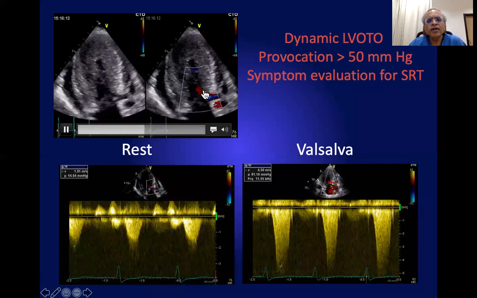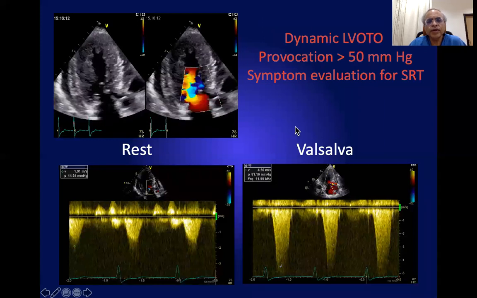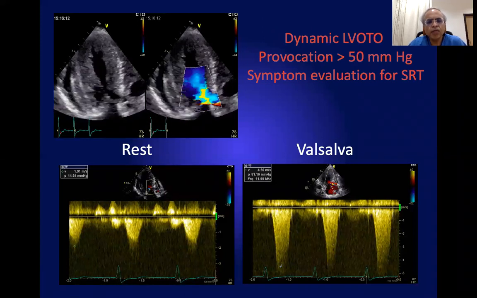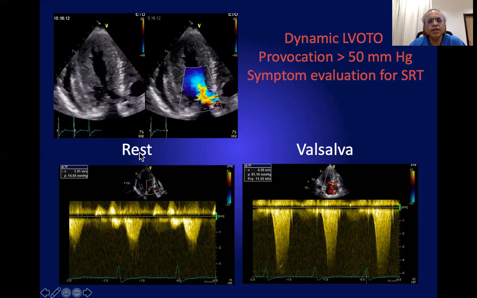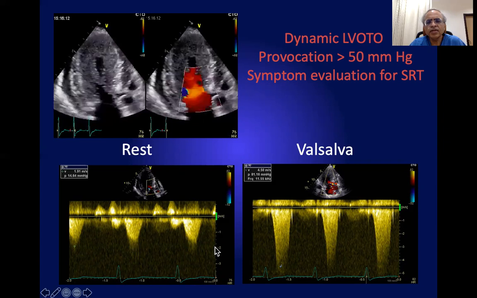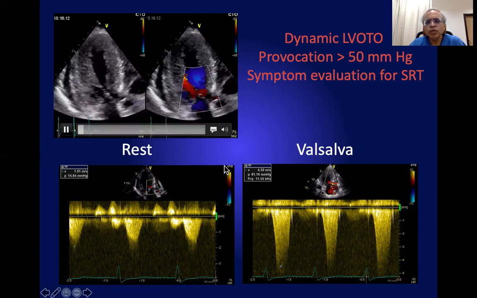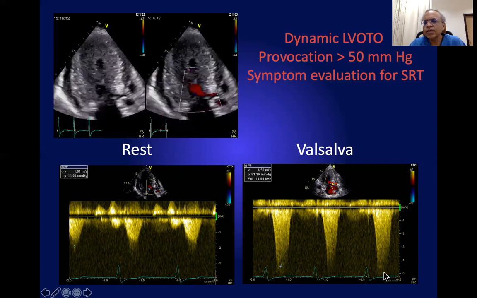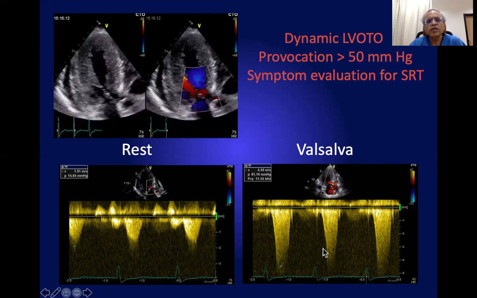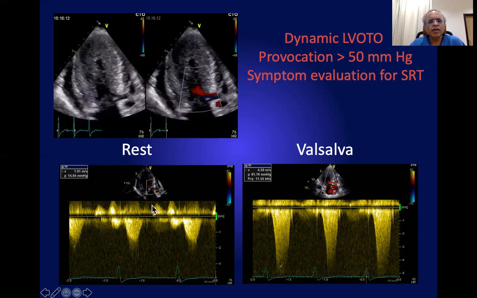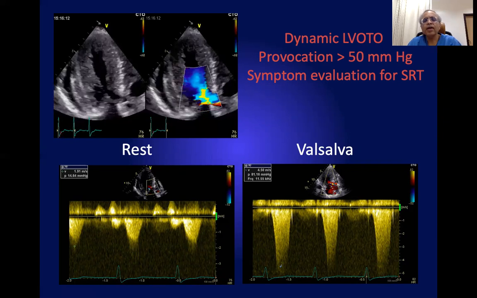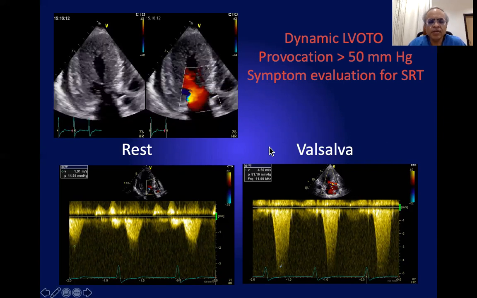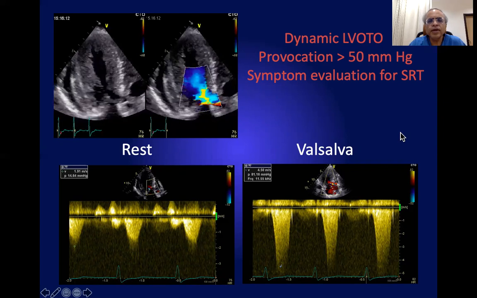Then always assess the LVOT gradient with certain maneuvers like the Valsalva maneuver or with exercise. Like in this patient, now this is a different patient, the rest gradient is less than 2 meters. The moment you do a Valsalva, the gradient reaches almost 5 meters. Now this patient always had a normal resting gradient, but the patient used to feel very uncomfortable after lunch, and obviously that must be related to an increase in the LV gradient postprandially.